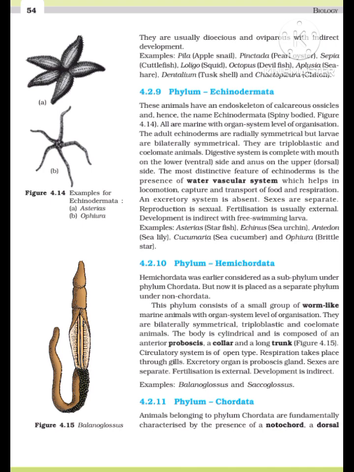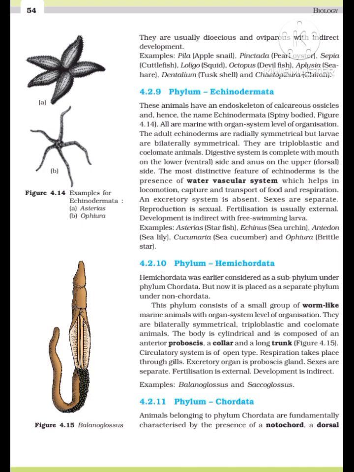Digestive system is complete with mouth on the lower, ventral, side and anus on the upper, dorsal, side. The most distinctive feature of echinoderms is the presence of water vascular system, which helps in locomotion, capture and transport of food and respiration. An excretory system is absent. Sexes are separate. Reproduction is sexual. Fertilization is usually external. Development is indirect with free-swimming larvae. Examples: Asterias, starfish; Echinus, sea urchin; Antedon, sea lily; Cucumaria, sea cucumber; and Ophiura, brittle star.